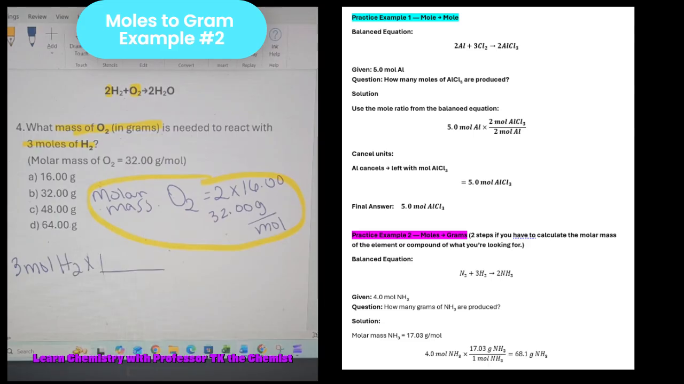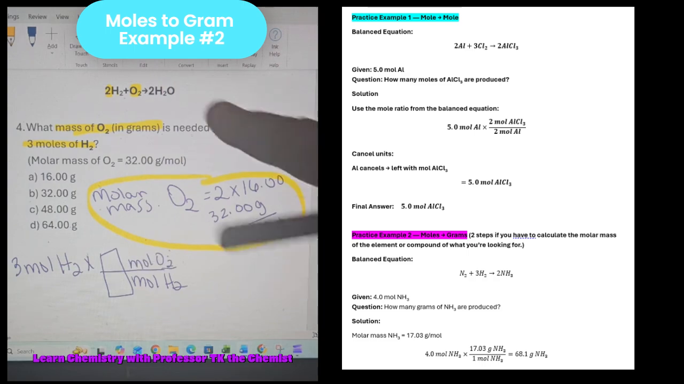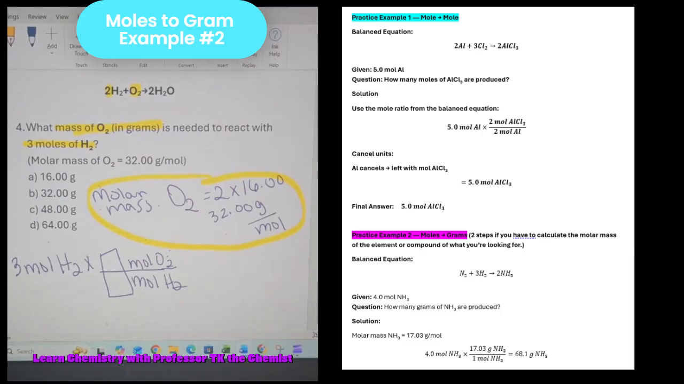Now right here in this box, I'm going to go to the coefficients of hydrogen and the coefficients for oxygen. We don't care about water. Leave water out of this. Water has nothing to do with this. You're going to use your coefficients that I highlighted up above, that 2 and the 1, and we're going to put them in our problem. We have 1 mole of oxygen and 2 moles of hydrogen. Again, those are coming from the highlighted parts.